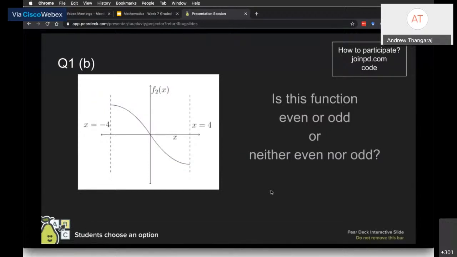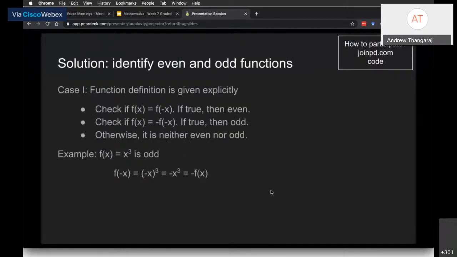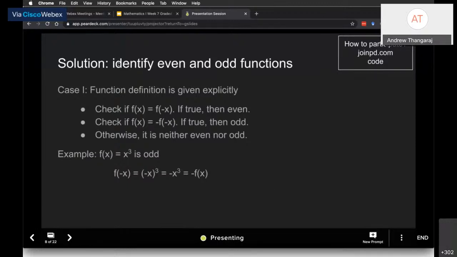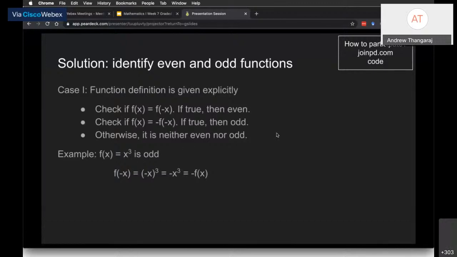All right. So now the time comes for a solution, and also to tell you how to go about answering these kinds of problems. So the goal is to identify even and odd functions, isn't it? Given a function, how do you say whether it's odd or even? There are two cases I'll consider. The first case is when the function definition is given explicitly. So, for instance, f of x could be x cubed or x power 4 or x power 10 or something like that, right? In that case, all you need to do is to find f of minus x.